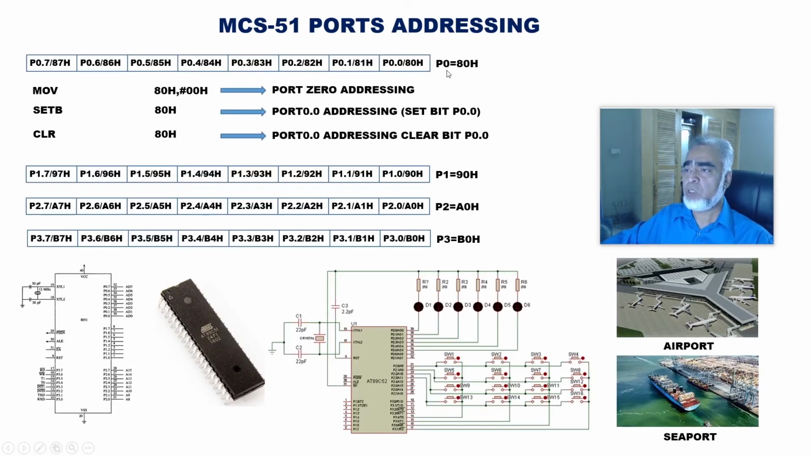Here we can find port 0 having the address 80H. We can move data to this port as a byte by using the instruction MOV 80H, #00H. By writing this instruction, it means we want to move the data 00H, a constant number, to port 80H and all the port bits will be 0. Each bit has its own address: port 0.0 address is 80H, port 0.1 address is 81H, port 0.2 is 82H, similarly port 0.7 has its own address, that is 87H.